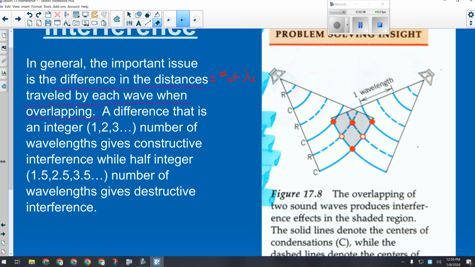And we can clearly see that on this picture here. At this point, the waves from this speaker here, we'll say this is A and this is B, the waves from this speaker have traveled 1, 2 wavelengths. The waves from speaker B have traveled 1, 2, 3 wavelengths. What's the difference in travel? From speaker B, they traveled 3. From speaker A, they traveled 2. The difference is 1 full wavelength. As long as the difference in the number of wavelengths is a full wavelength, you hear a loud sound.